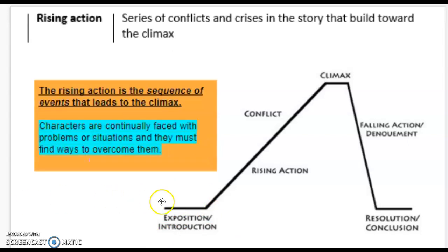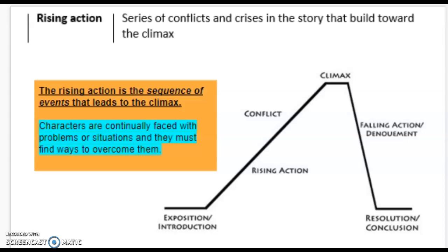The next piece of the diagram is the rising action, which is right here. So the rising action and the conflict are kind of put together here. So for today's purpose, we put them together, rising action and conflict. And rising action is a series of conflicts and crises in the story that build toward the climax. So it's a series of attempts that the character makes to try to solve the problem. Also a sequence of events that leads to the climax. So really what I want you to know, be able to recognize and identify is that characters are continually faced with problems or situations. They must find ways to overcome them, and that usually happens during the rising action. This is where most of the events of a text take place.